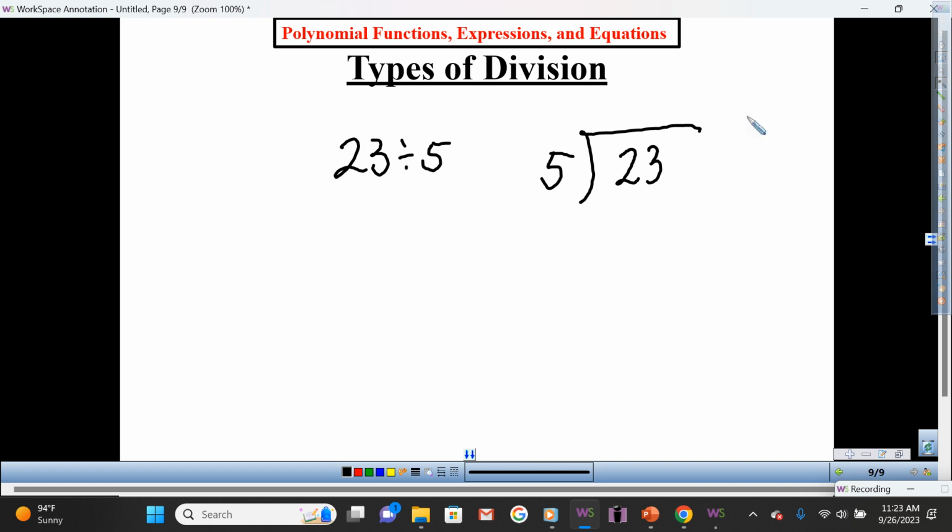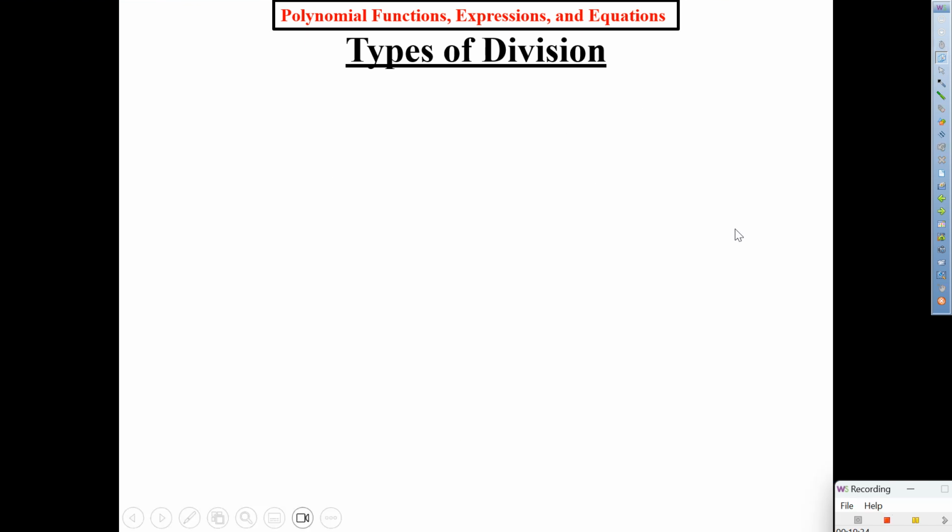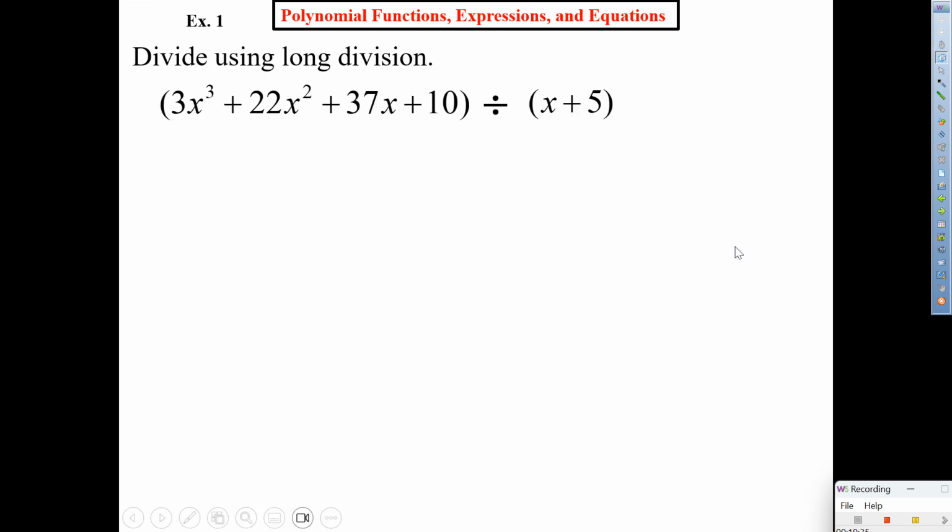Pretty straightforward? All right, let's do that, but with polynomials. Copy this. Example number 1. Woo! Reels you guys in. Pretty good, right? Divide using long division. 3x cubed plus 22x squared plus 37x plus 10 divided by x plus 5. Copy that. I'll guide you completely through this, and then we'll do one together. Okay?